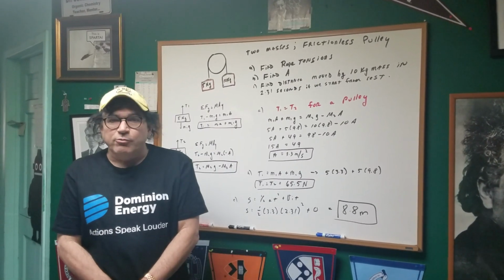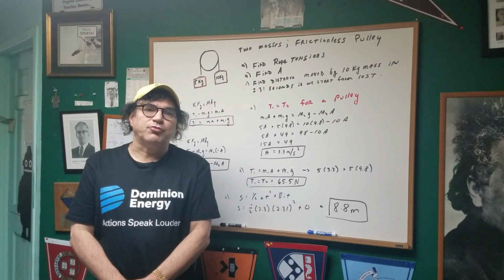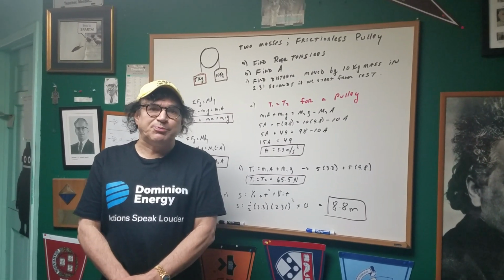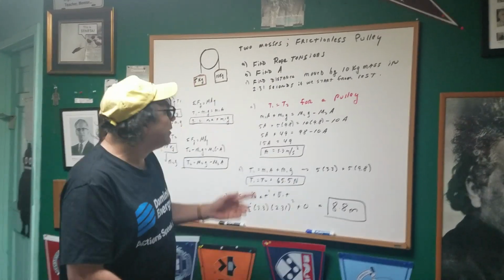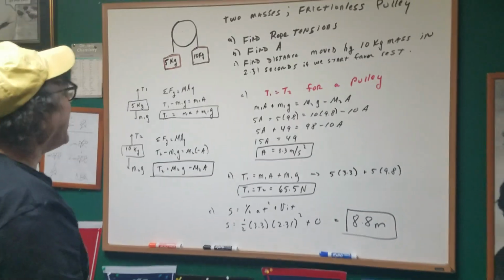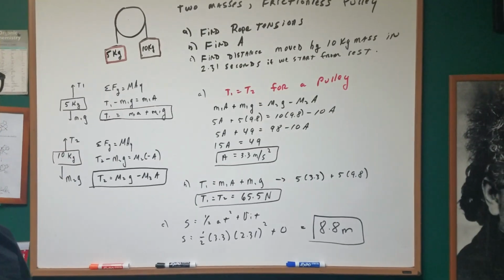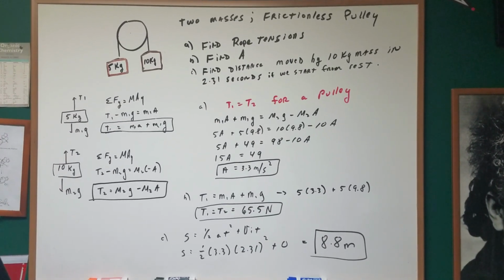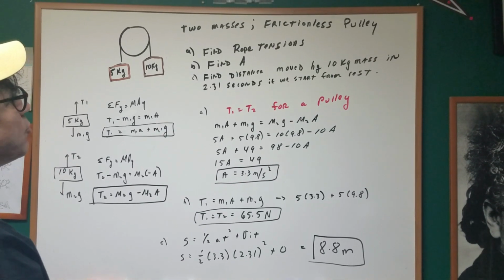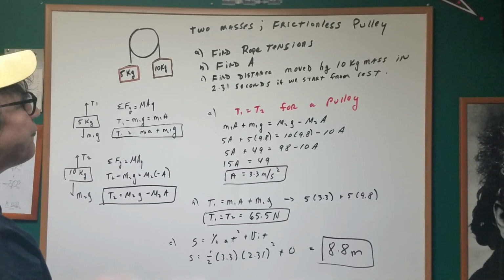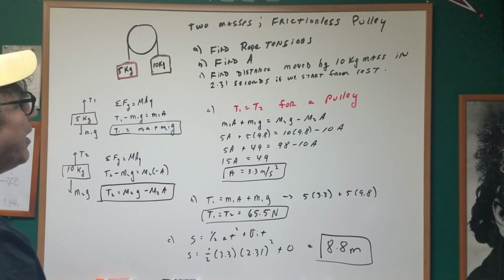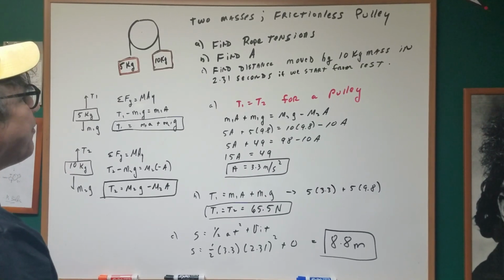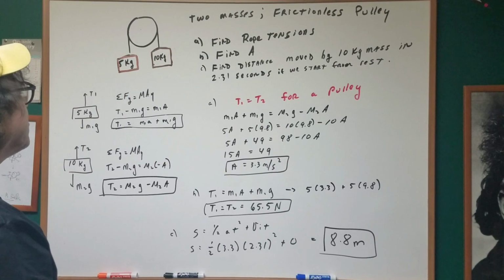Hi, I'd like to go over a problem with you today to illustrate the laws of Newton. This is going to be known as the frictionless pulley or the Atwood machine. Let's have a look. We have two masses attached to a pulley. We have a 5 kilogram and a 10 kilogram mass. What we want to do is find the rope tensions, find the acceleration of the system, and the distance moved by the 10 kilogram mass in 2.31 seconds if we started from rest.